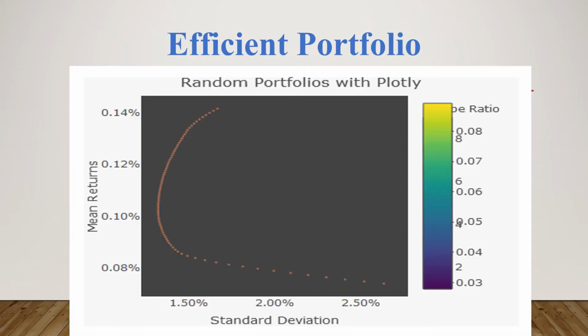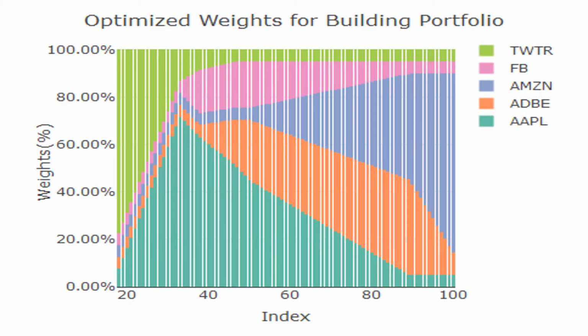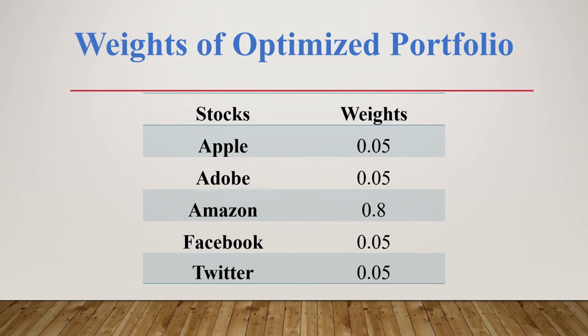After which we performed portfolio optimization using RStudio, and this is the efficient frontier that we got, in which we optimized the given portfolio of 5 stock prices. This is the optimized weight plot, in which we can see that Apple has 5%, Adobe has 5%, the highest is given to Amazon, which has 80%, and then Facebook 5% and Twitter 5%.